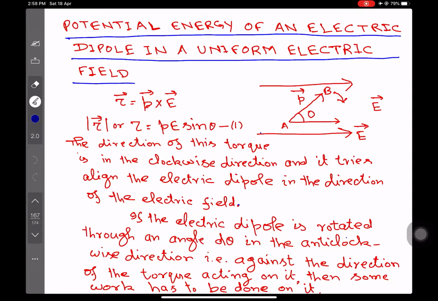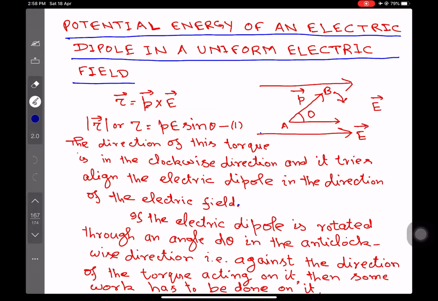Let us discuss today's topic, and the topic is potential energy of an electric dipole in a uniform electric field. Suppose an electric dipole of dipole moment P vector is placed in a uniform electric field of strength capital E as shown in the figure.